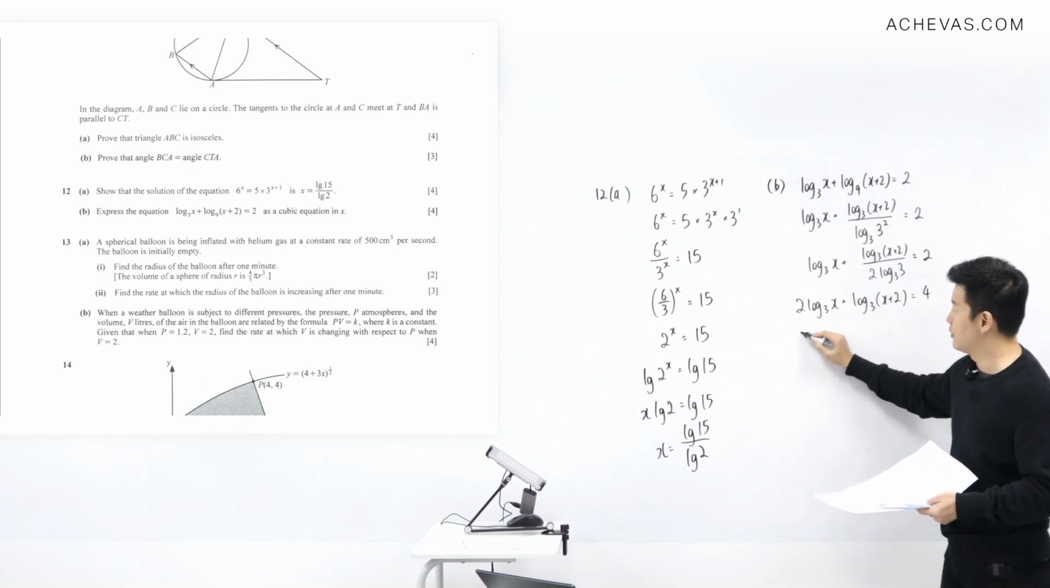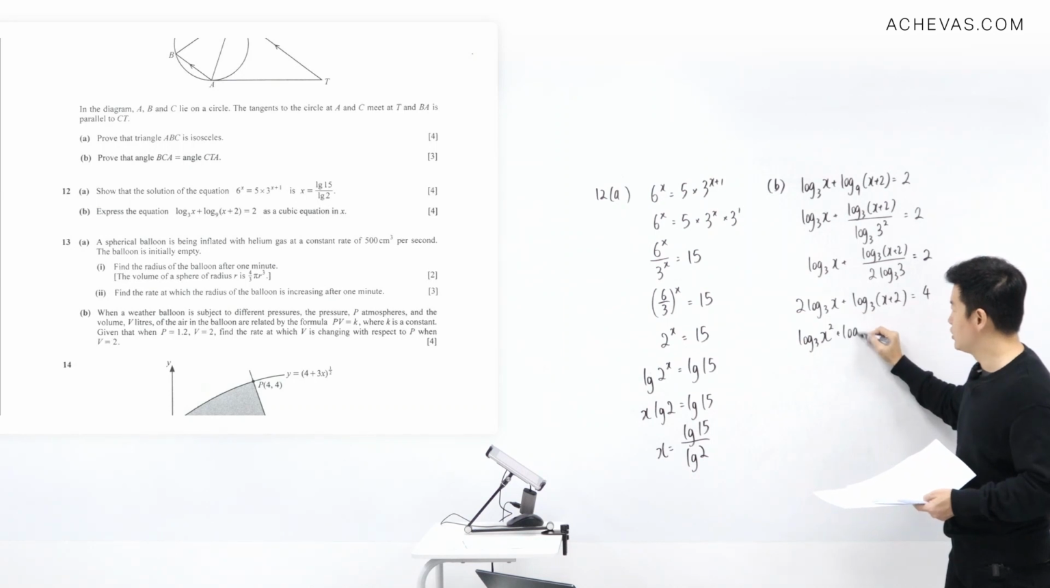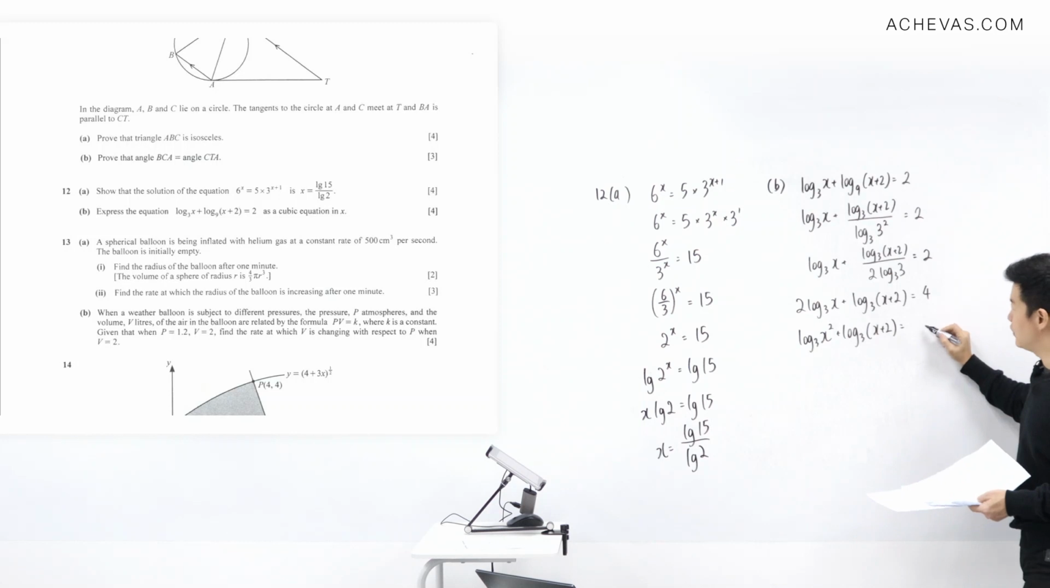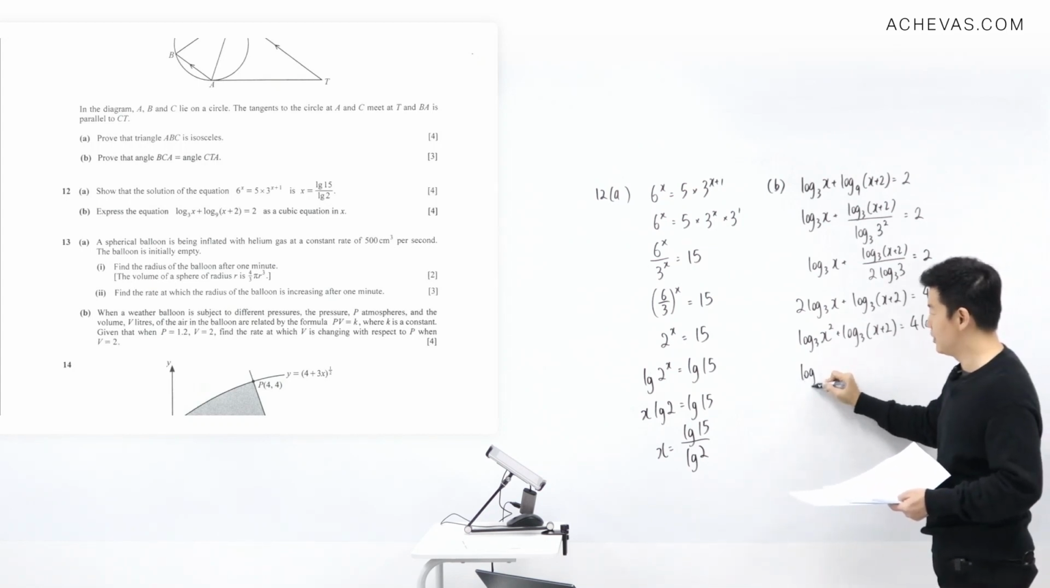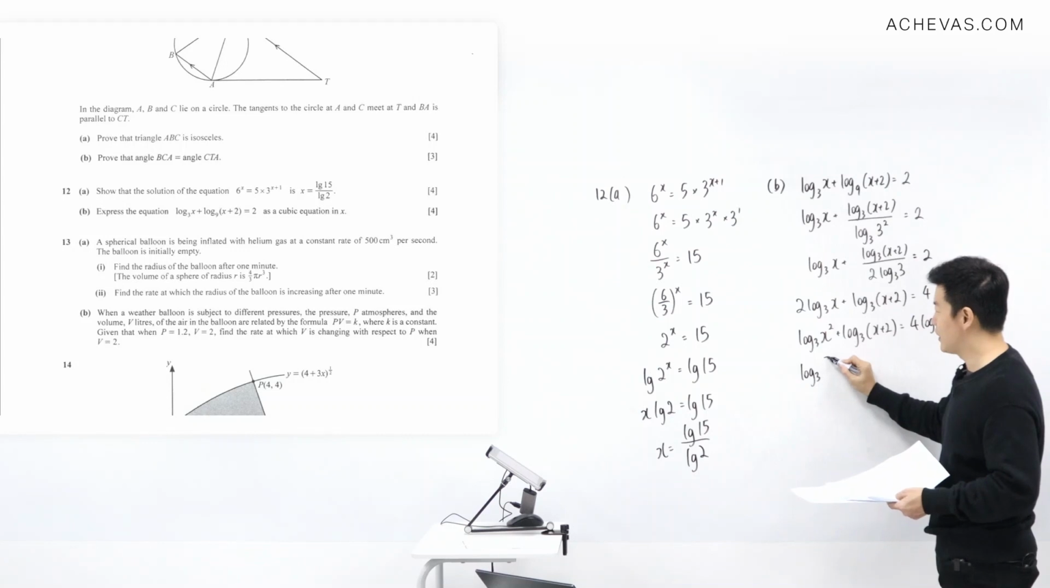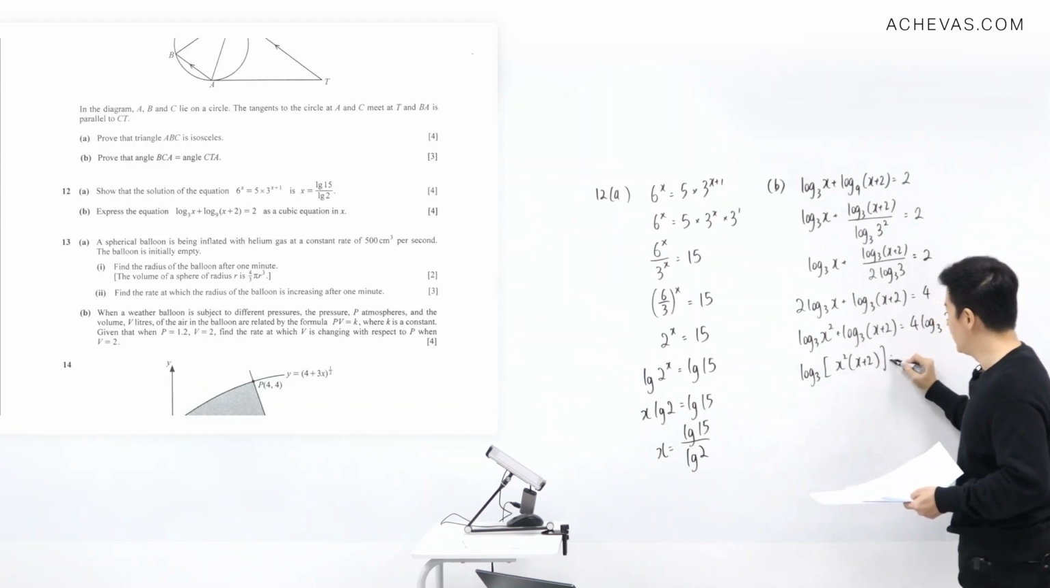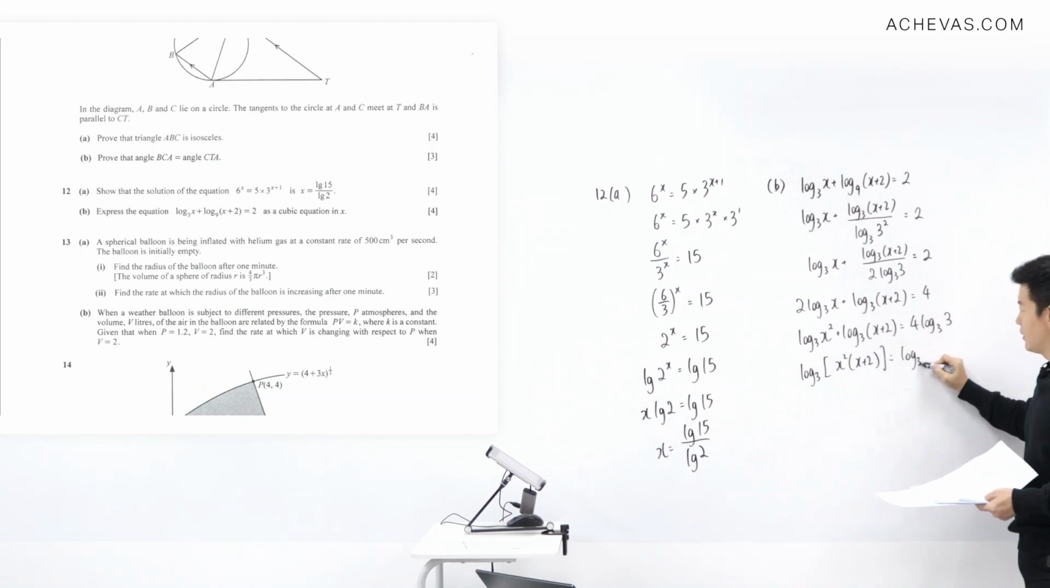And the 2, I'm going to bring it up, okay? So it will be log to the base 3 of x squared plus log to the base 3 of x plus 2. This, I am going to rewrite it as 4 log to the base 3 of 3, which I can bring the 4 up. Then on the left-hand side, we have a log to the base 3. Combining these together, it is going to be x squared multiplied by x plus 2. This will be log to the base 3 of 3 to the power of 4.